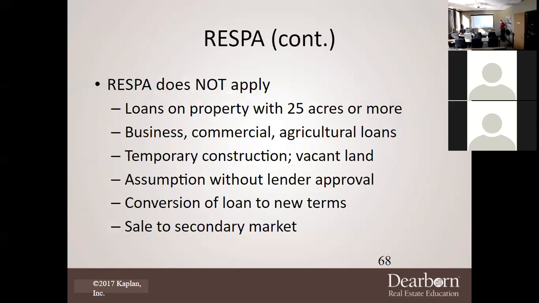However, RESPA does not apply to loans on property with 25 acres or more. So if you're buying more than 25 acres, or 25 acres itself, RESPA doesn't apply. If it is a business, commercial, or agricultural loan, it doesn't apply. If there is temporary construction or vacant land, it doesn't apply. Assumption without a lender approval does not apply. Conversion of loans to new terms does not apply. And sale to the secondary market does not apply.